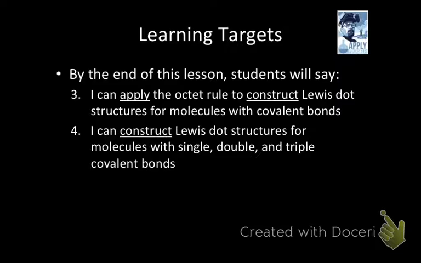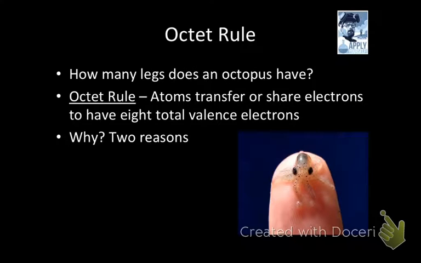And by the end of the lesson, you want to be able to say, I can apply the Octet rule to construct Lewis dot structures for molecules with covalent bonds. So using the Octet rule with our Lewis structures, like we started doing. And I can construct Lewis dot structures for molecules with single, double, and triple covalent bonds. So that's something we want to add to our toolbox too.